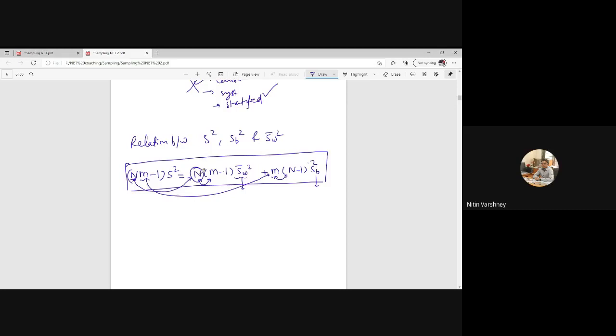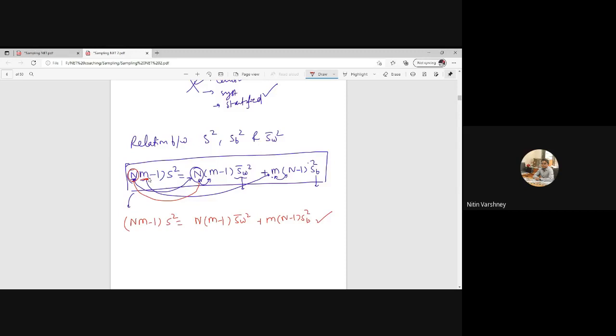Okay, so this is the relation nm minus 1. How to remember this? They can ask in the question like this relation, and they can change these values, n outside, m inside. So don't get confused. You just start with this n, and we will keep it one time outside, and next time m outside. So the relation is nm minus 1 S square is equal to n into m minus 1 S bar w square plus m n minus 1 S b square. Okay, so this is an important relation.